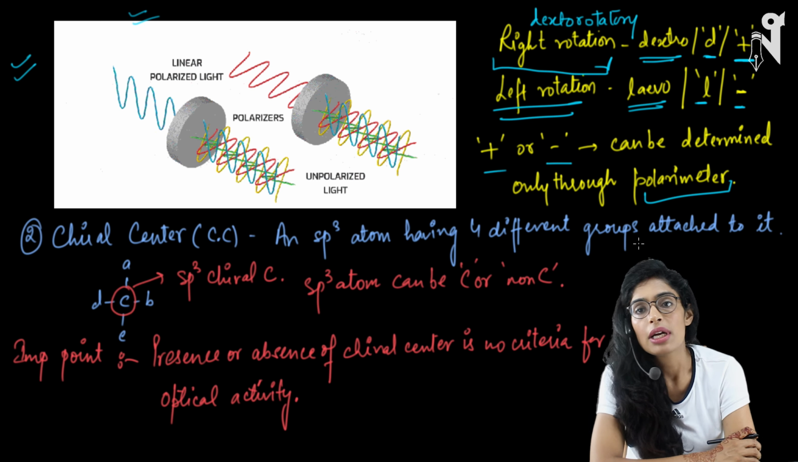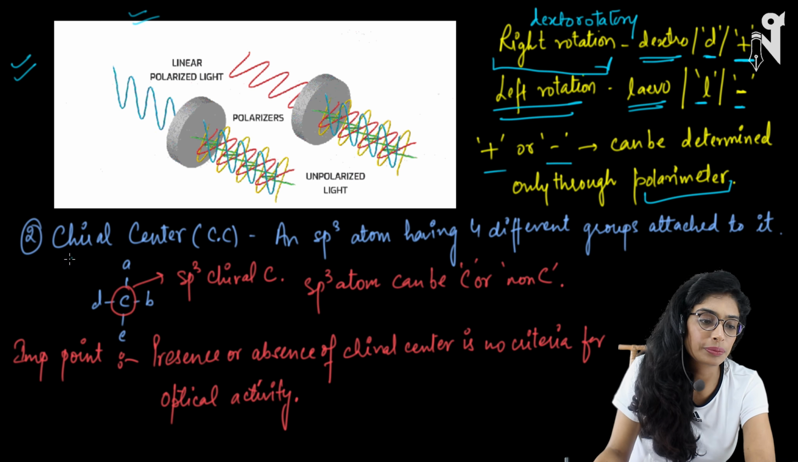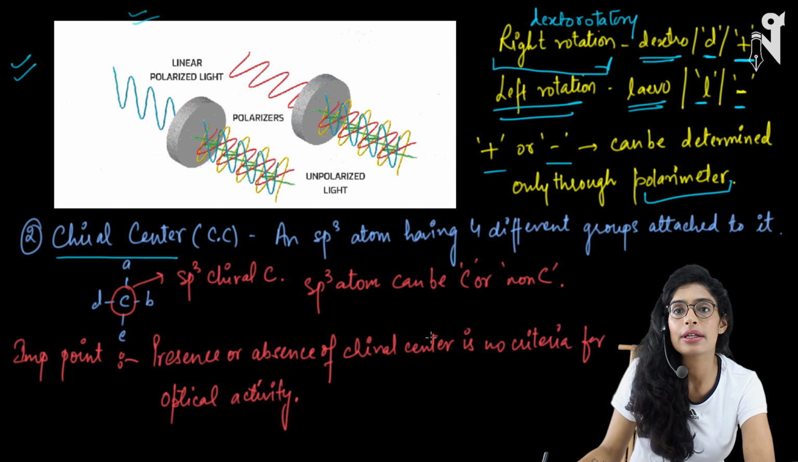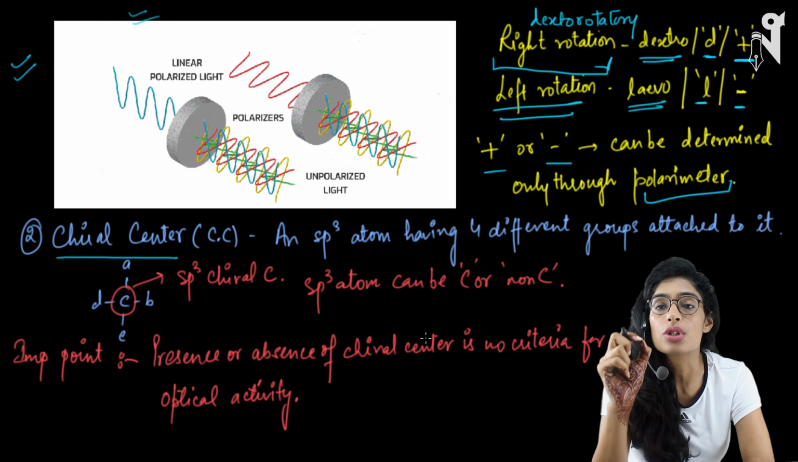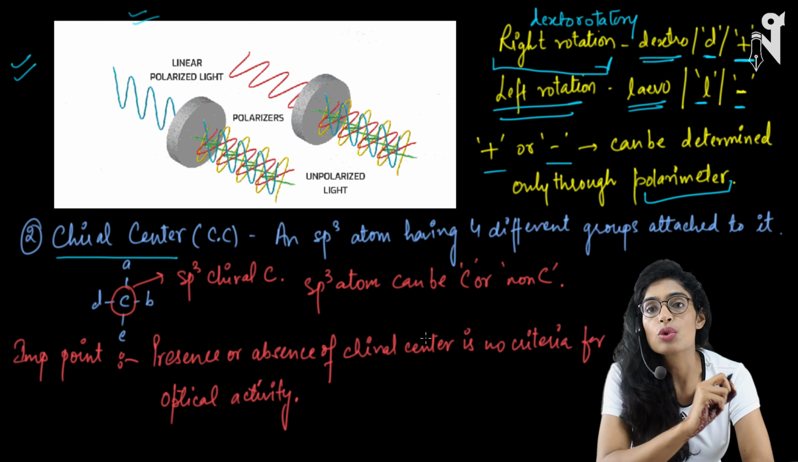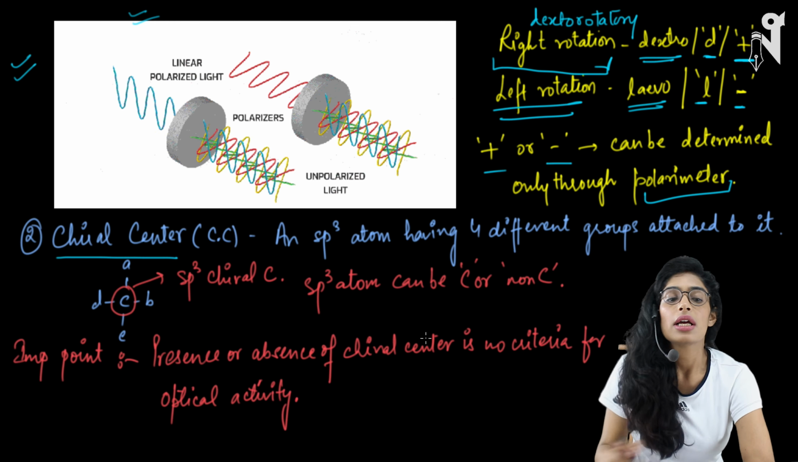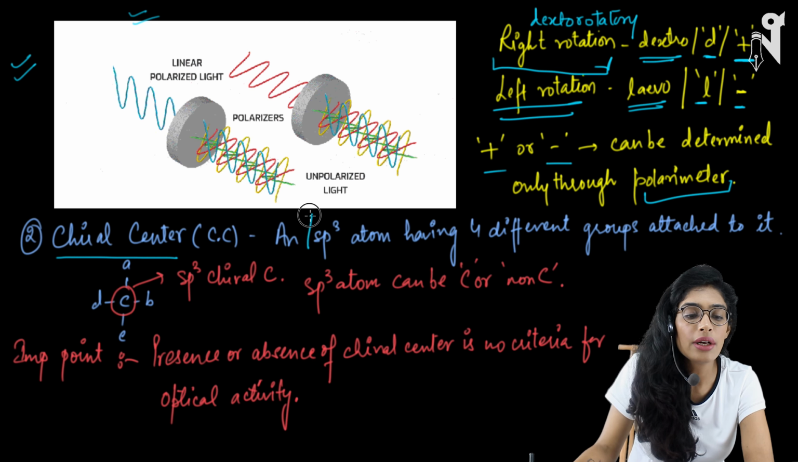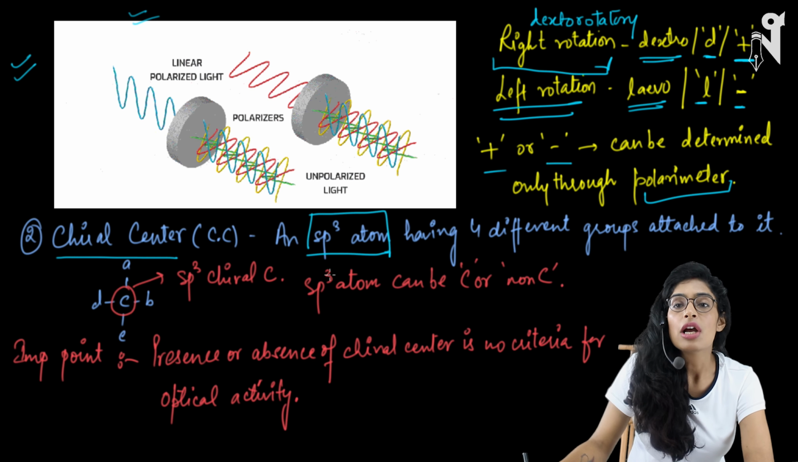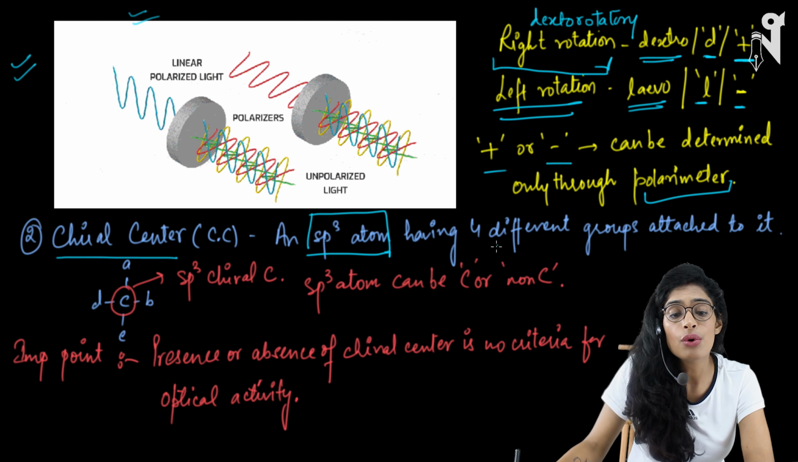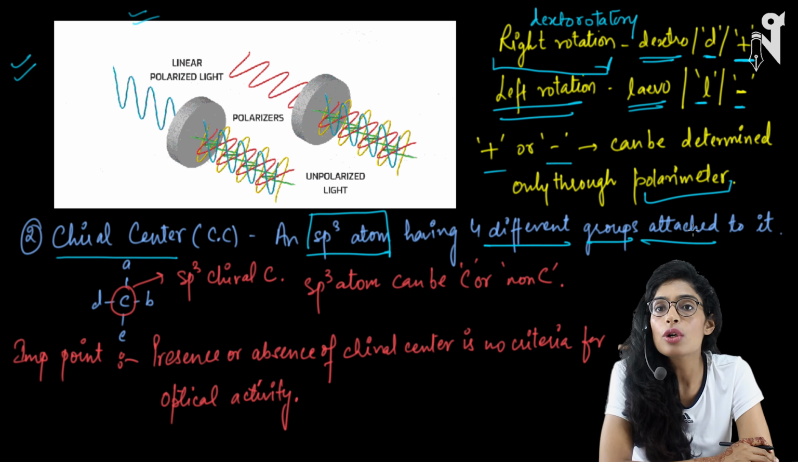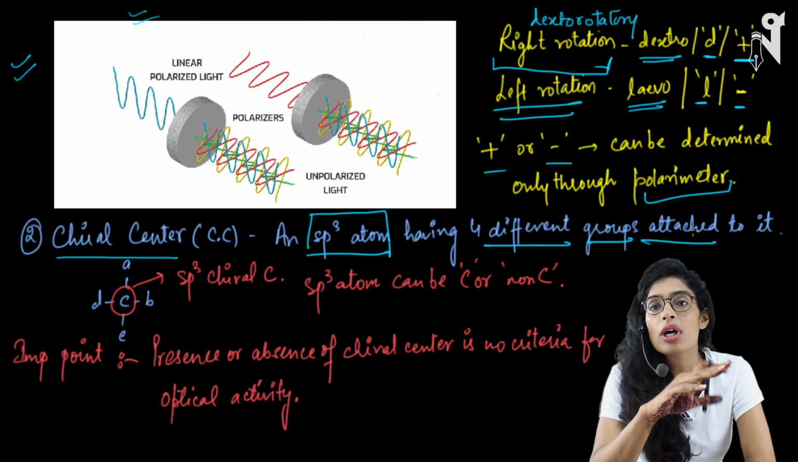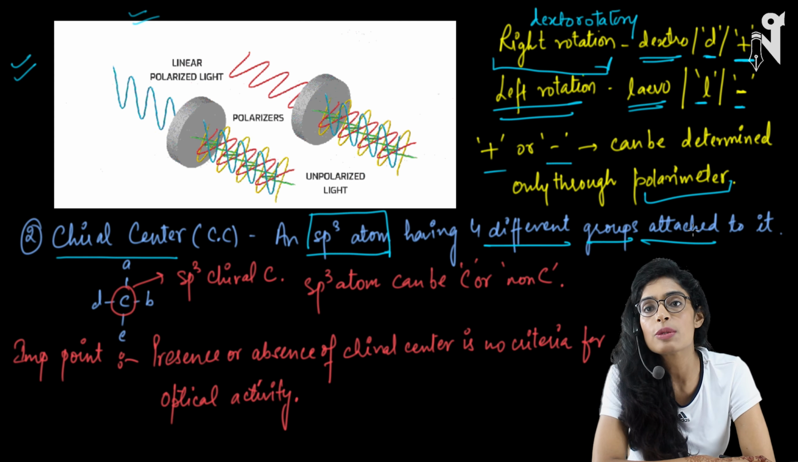Let's go to the second term. The second term is chiral center. Now, what exactly is the chiral center? Chiral center is the term which is specifically used for an sp3 atom. So you just cannot use it for any other type of atom. The atom has to be mandatorily an sp3 atom, which must have four different groups attached to it. What do we mean by four different groups? Carbon has tetravalency, four bonds are there. All the four bonds should have four different species attached to it.